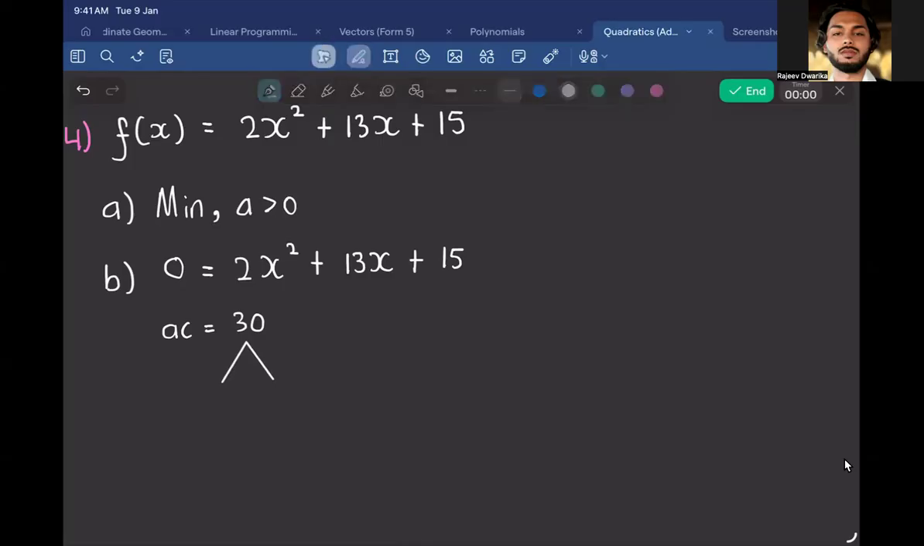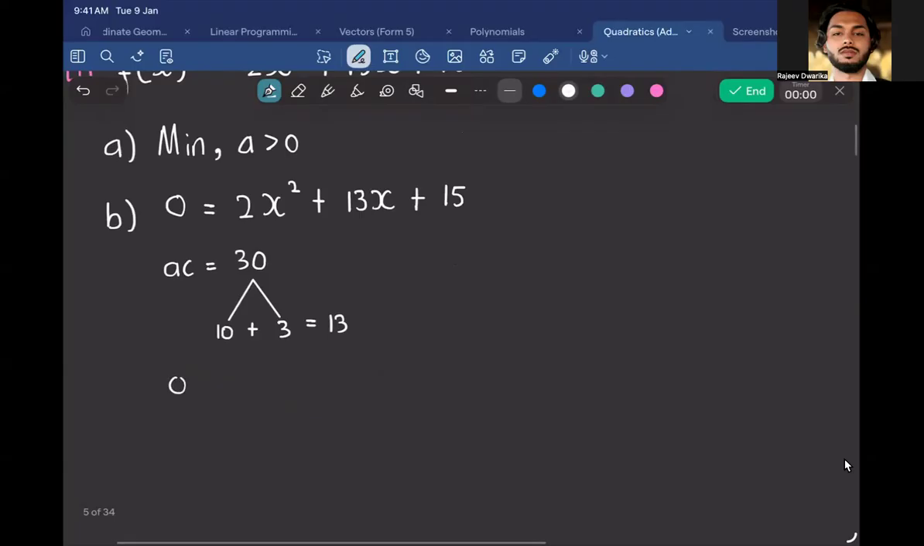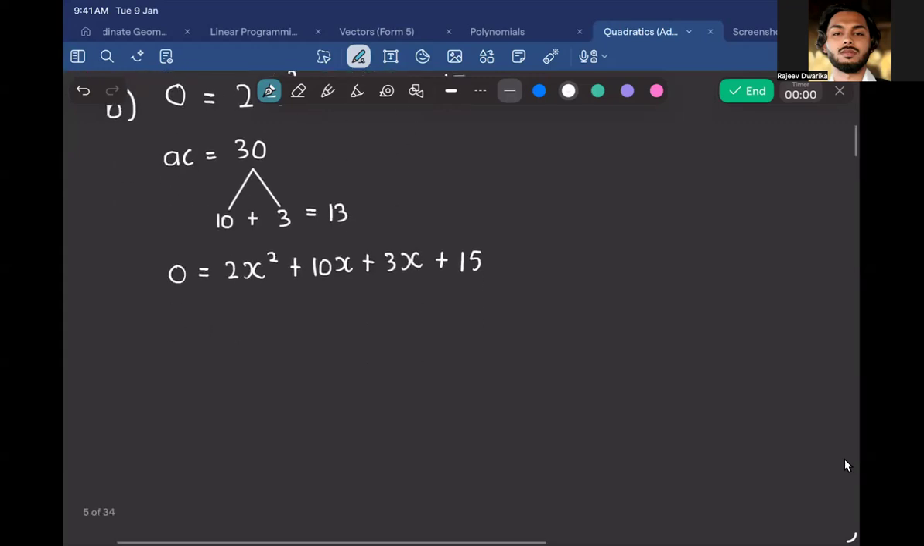What do we need to do next? We need to find two numbers that when multiplied give you 30, but when added give you 13. I use 10 and 3. Nice, 10 and 3 is correct. So then you would write the middle term as a sum of 10 and 3. Right? What's next? Now you factorize.